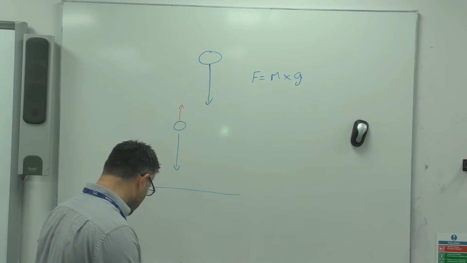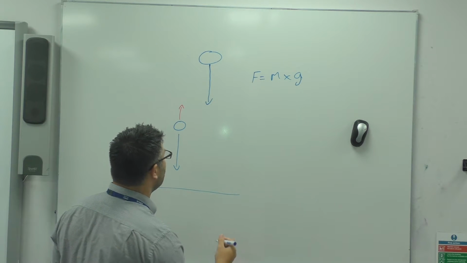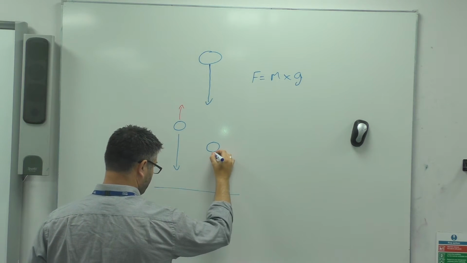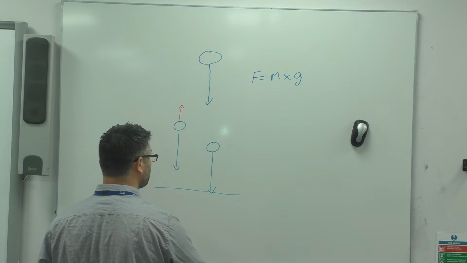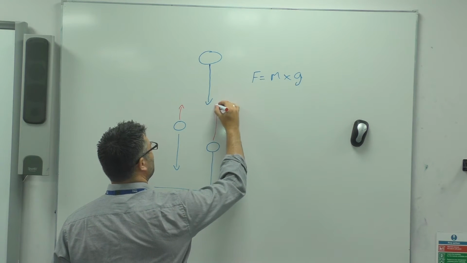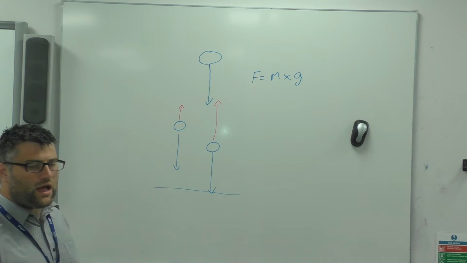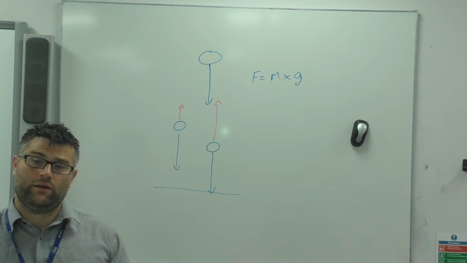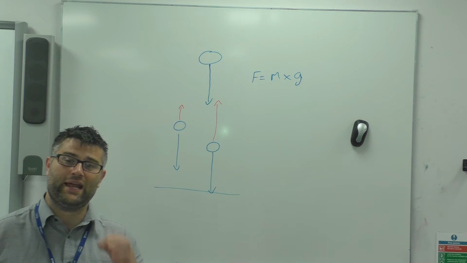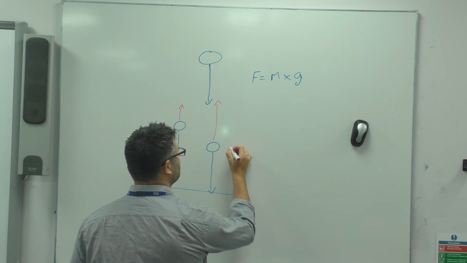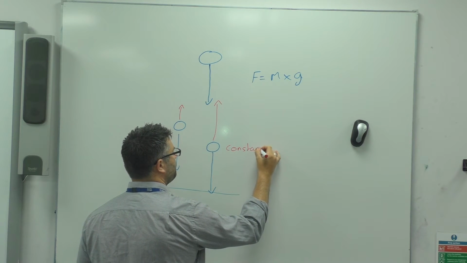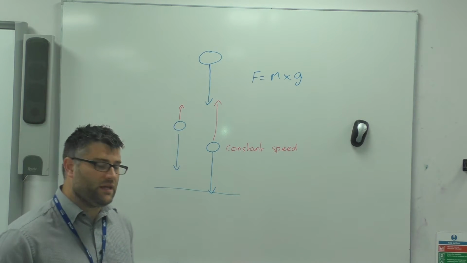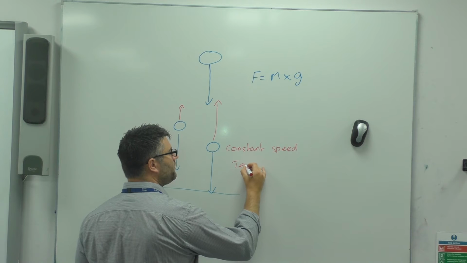Now eventually, the forces become balanced. And as we saw in some of the previous videos, when forces are balanced in motion, it means they're travelling at a constant speed. When this happens, it means it's reached terminal velocity.